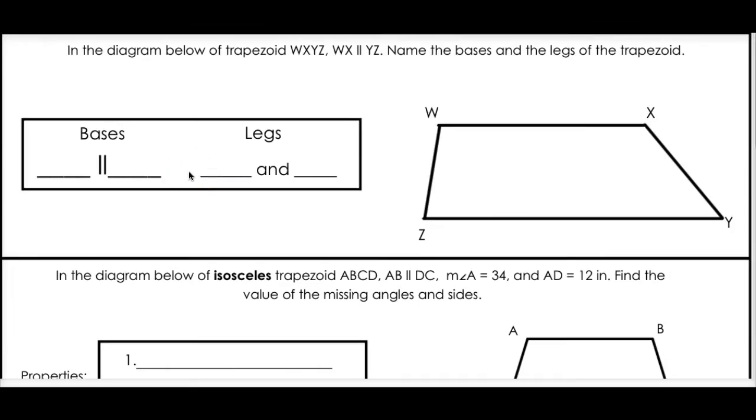In the diagram below of trapezoid WXYZ, WX is parallel to YZ. Name the bases and legs of this trapezoid. Remember, the bases are the sides that are parallel to each other. So WX and YZ are parallel to each other, so those are our bases. And the legs are the non-parallel sides. So the non-parallel sides would be WZ and XY. So those are our legs. Awesome. Let's move along.